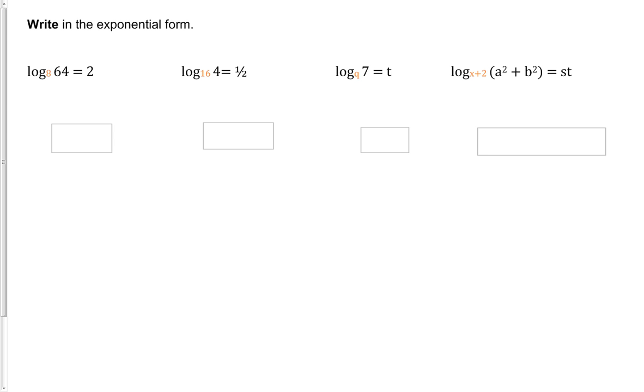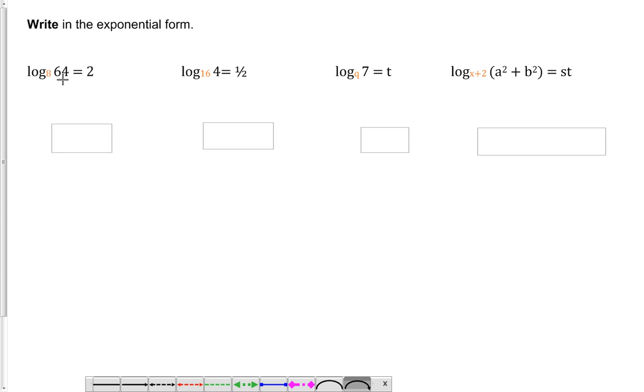Writing a logarithm in exponential form is the exact opposite process of writing an exponential term as a logarithm. Again, our focus is on the base and moving it to the right spot. So let's start out with the first example here.